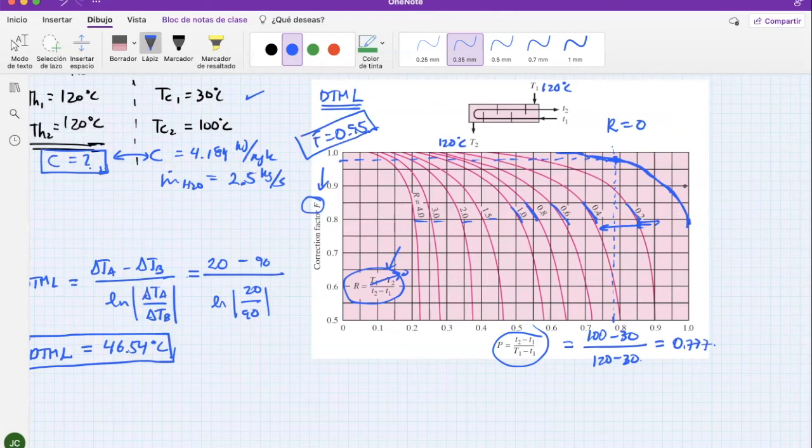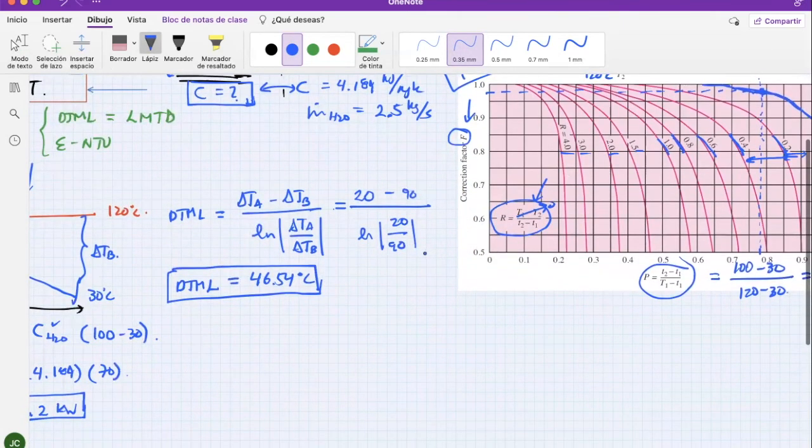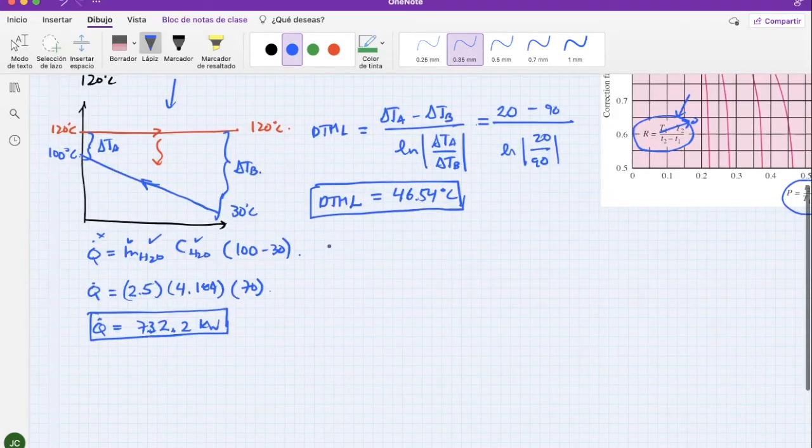Okay, so we are just speculating about if this thing is right or wrong. Okay, so what would you say? If you want to have a value, you need to make a lot of assumptions. So I'm going to make this assumption. So Q equals U, A, DTML, and the F. I'm going to think that my F is 0.95, but remember, I'm just expecting that this thing could be a little bit like that, but actually we don't know.